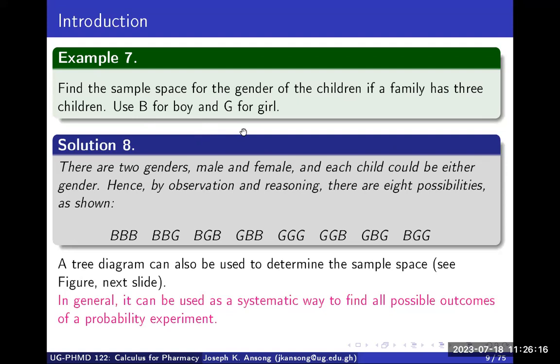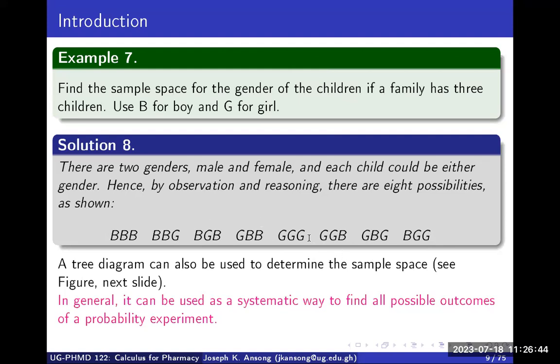And each of the children could be either gender, a boy or a girl. So by observation and of course by reasoning, if you have 3 children, these are the possible outcomes. All the possible outcomes give us our sample space. We could have all 3 being boys, and then 2 boys and a girl. We could have 1 boy, 2 girls, and so on.